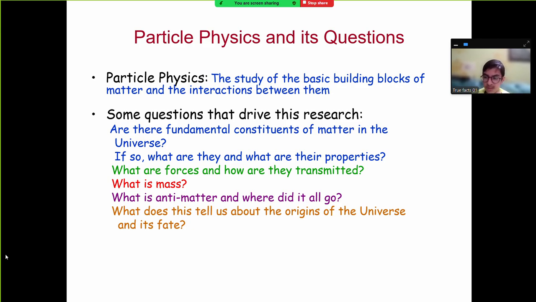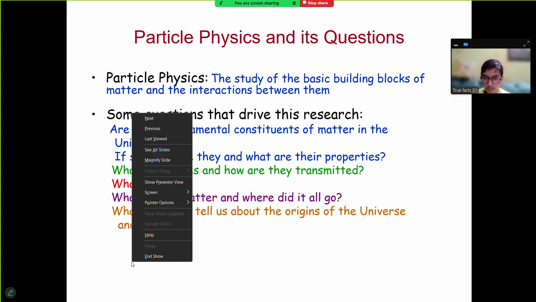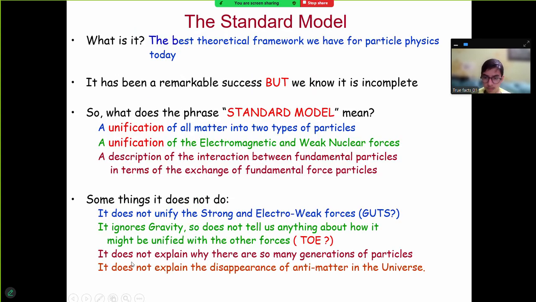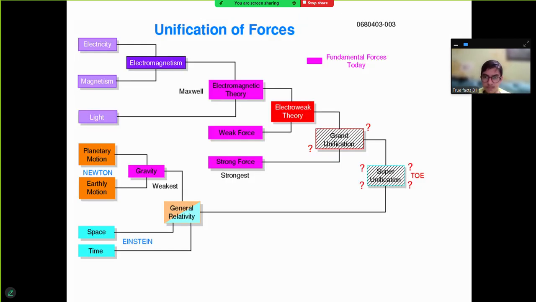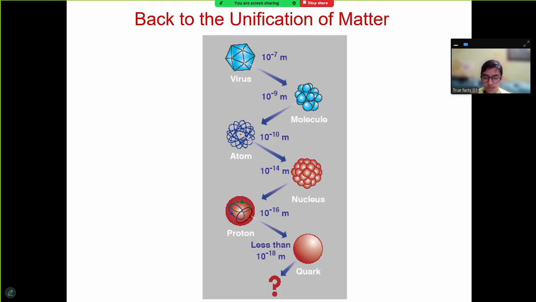I think we have some problem. Just a second. No, we do not want this. Okay, now the standard model. Just a second.